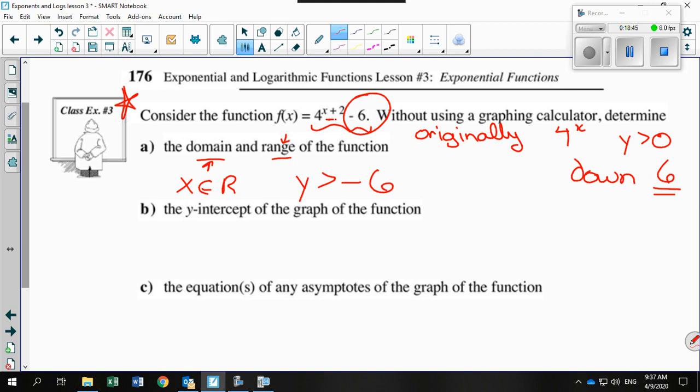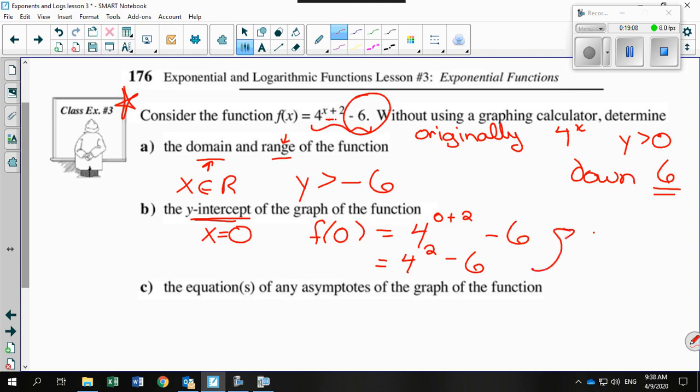Now my y-intercept for the graph, remember, when you're not sure, go back to grade 10, Math 10C, where we learned that to find a y-intercept, we make x equal to 0. So I'm going to plug in my 0. I get 4 to the power of 0 plus 2, minus 6, which is 4 squared minus 6, which is 16 minus 6, which equals 10. So my y-intercept is (0, 10).